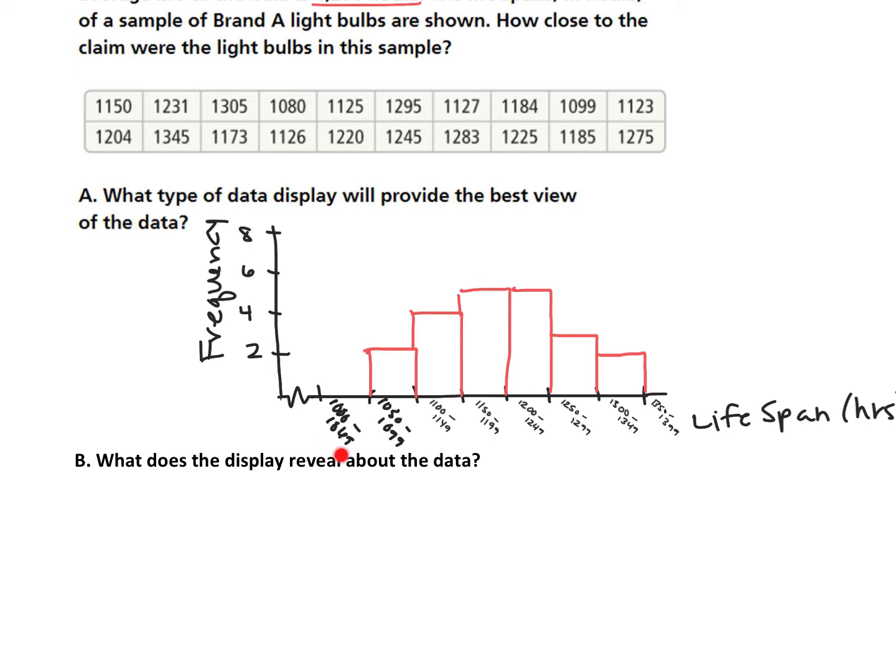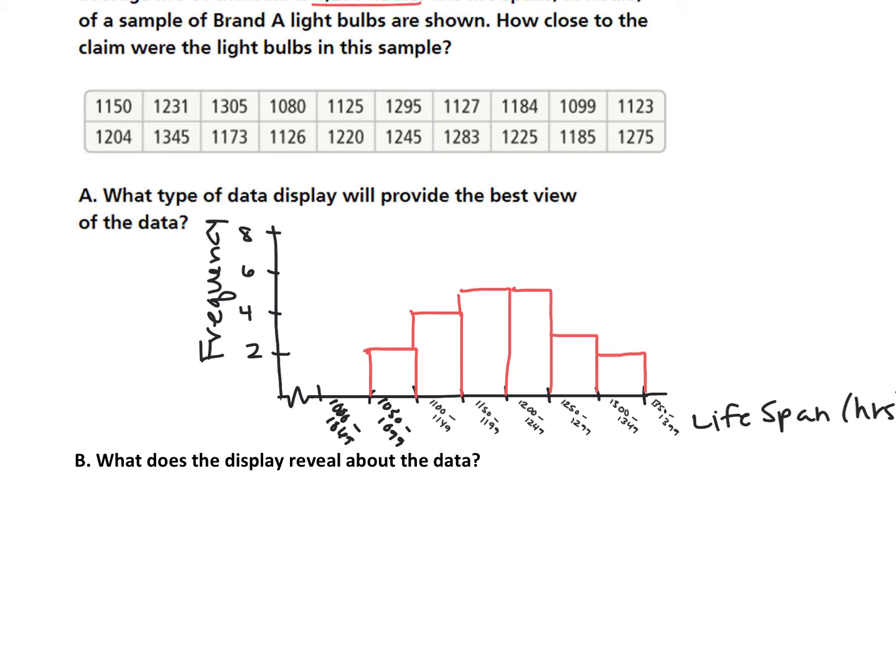So 1,000 to 1,049, 1,050 to 1,099. And there were 2 light bulbs that lasted that long. You can just see what I counted by and how many there were. There were 4 in the next one. The next one went up to 5. This last one, there were 3, and then that last one had 2.